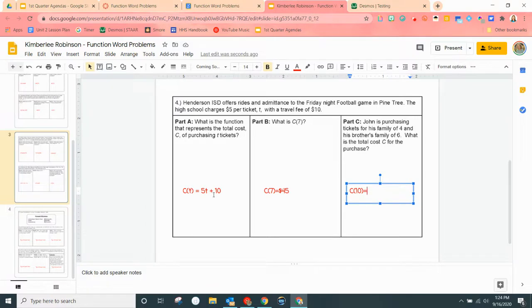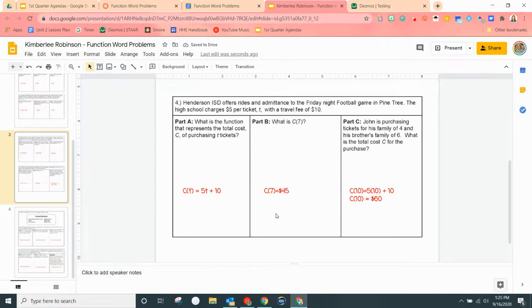We can do this in our brain. Let's do it. This means we're going to plug in 10 for T over here. So I'll write this out. C of 10 equals, it actually equals 5 times, instead of T now, 10, plus we have to tack on that $10 fee. So C of 10 actually equals what? Well, 5 times 10 is 50, plus 10 should be $60. He's going to have to pay $60 for tickets to the football game.